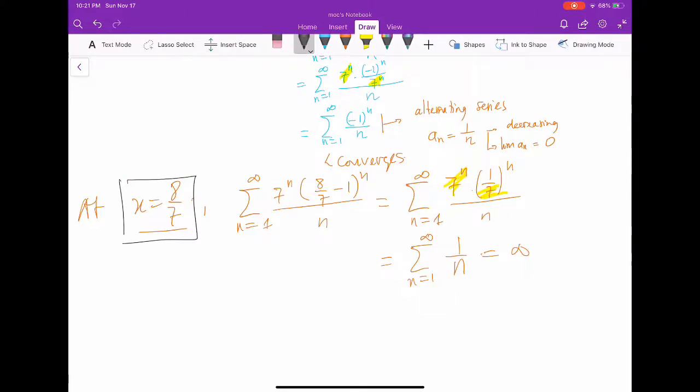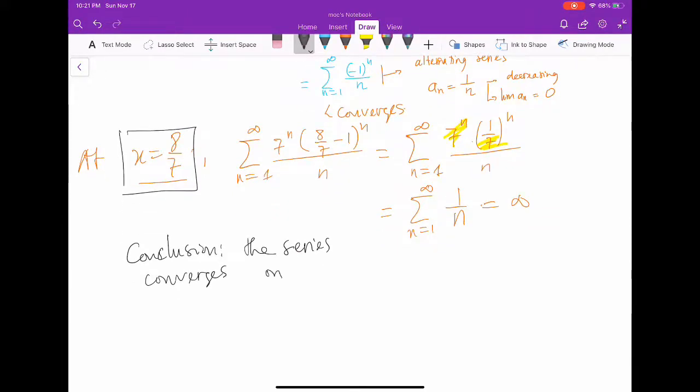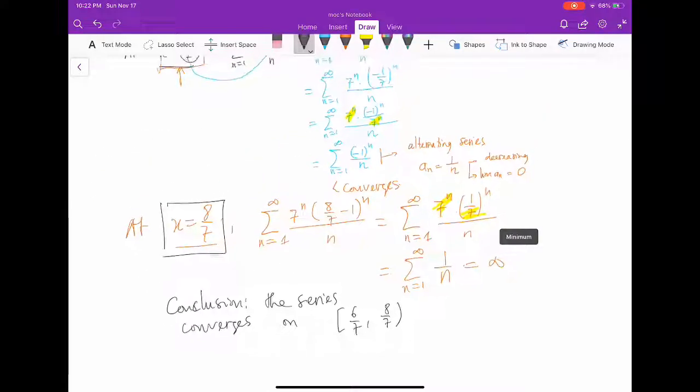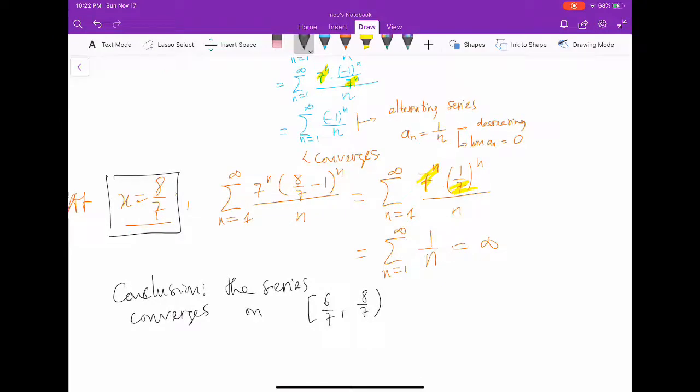So from here we can draw the conclusion. The series converges on the interval from 6 over 7 to 8 over 7, but 8 over 7 is not included. So you see, this problem is pretty long, right? We have to apply basically all the techniques in this topic, including the alternating series test.